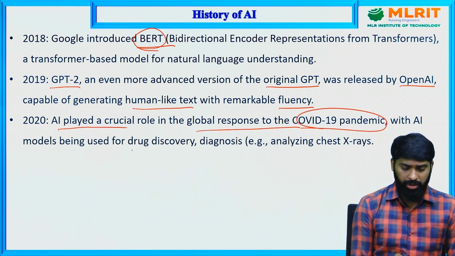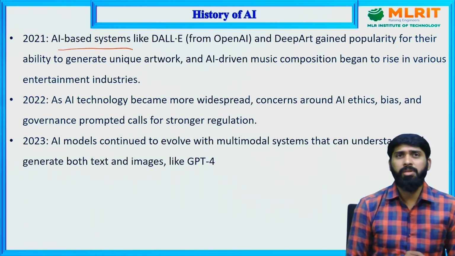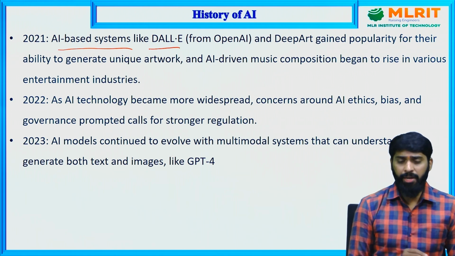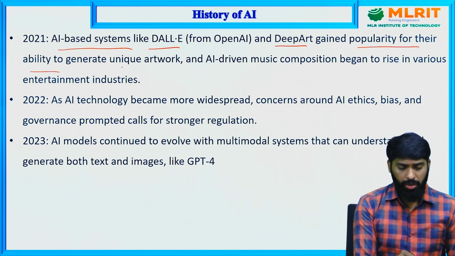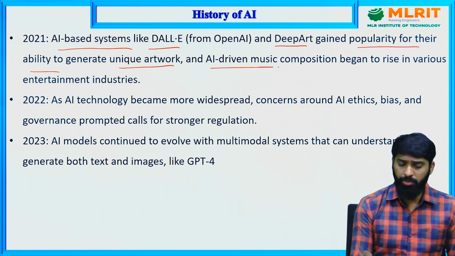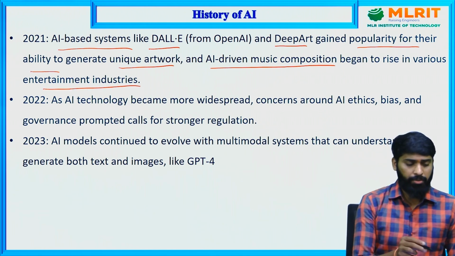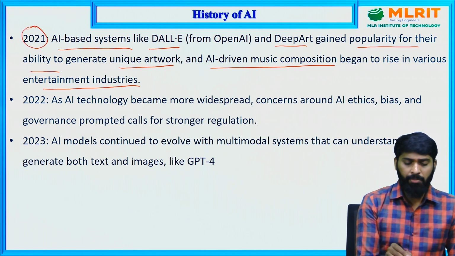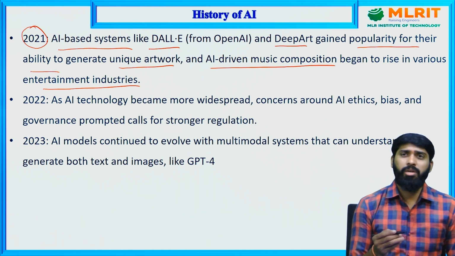In 2020, AI played a crucial role in the global response to the COVID-19 pandemic, with AI models being used for drug discovery and diagnosis. We use these AI models to solve many real-time problems, such as diagnosing a particular disease. In 2021, AI-based systems like DALL-E from OpenAI and DeepArt gained popularity for their ability to generate unique artwork, and AI-driven music compositions began to rise in various entertainment industries.